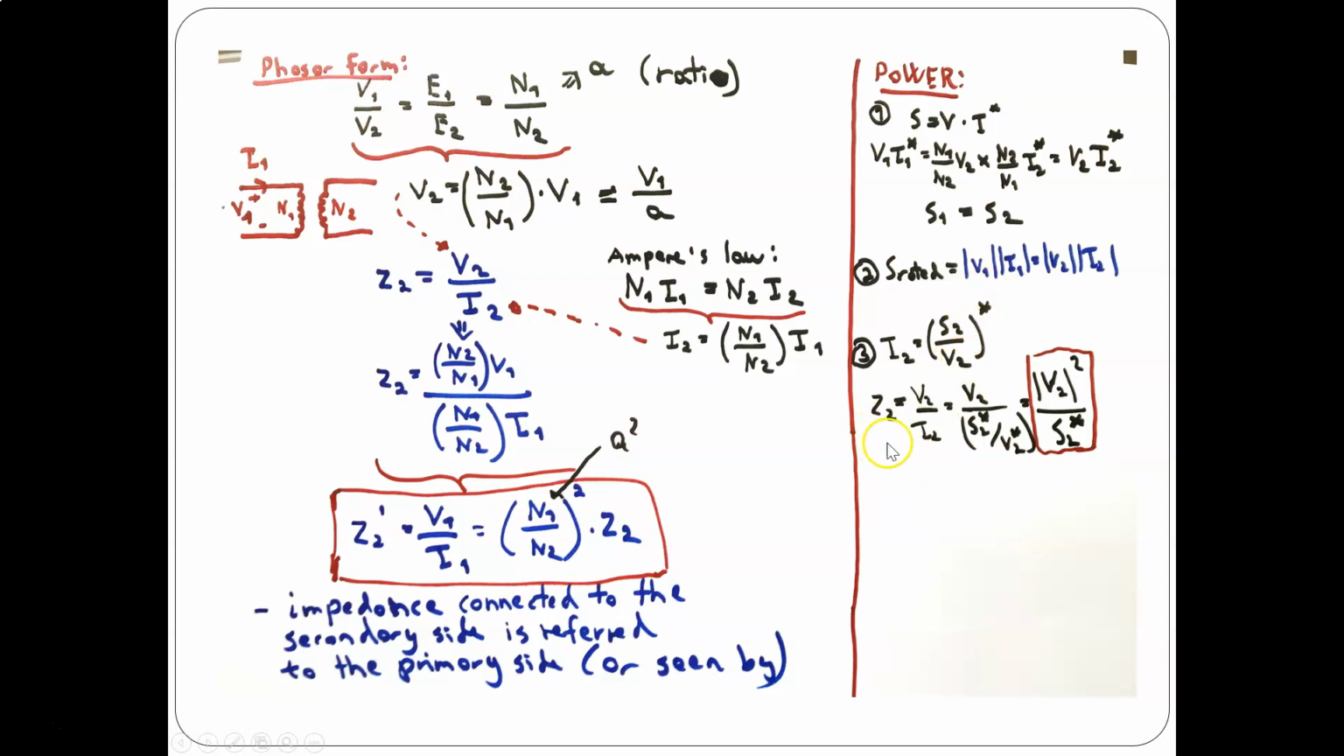And then we can have another expression for the impedance on the secondary side, representing the voltage squared on the secondary side divided by the apparent power, complex conjugated.